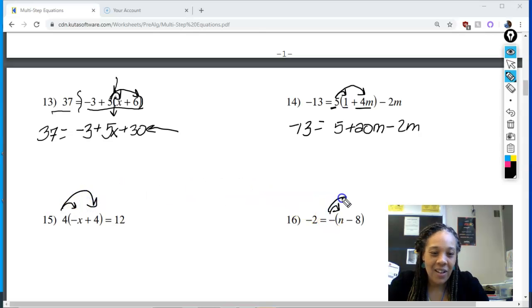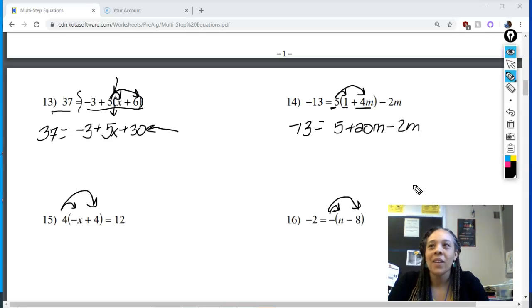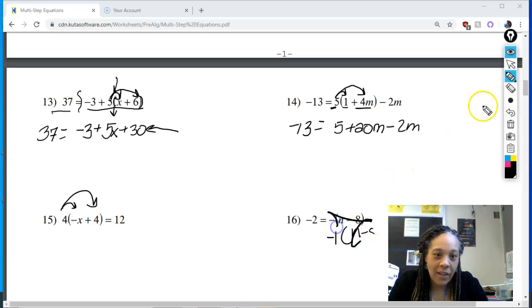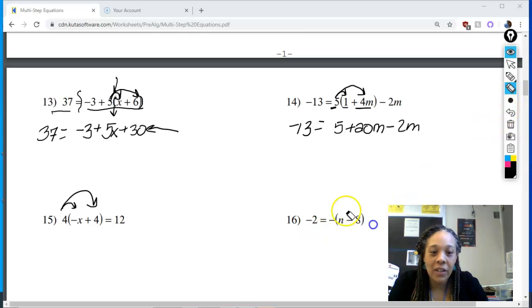Here's a tricky one. We have a negative in front of the parentheses. Do you remember what number we can put there? It's a -1. So that actually says -1 times n minus 8. And that's where you would start. Technical difficulties on that pen. That's pretty funny. Okay, so start there. That's going to be a -1.